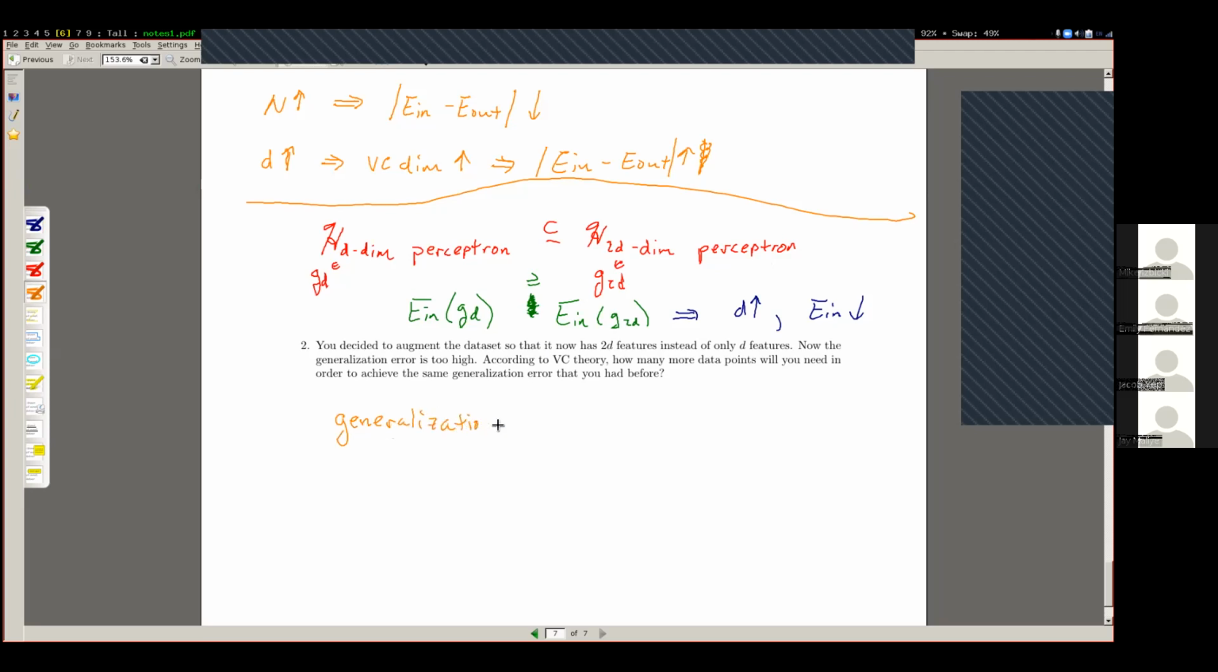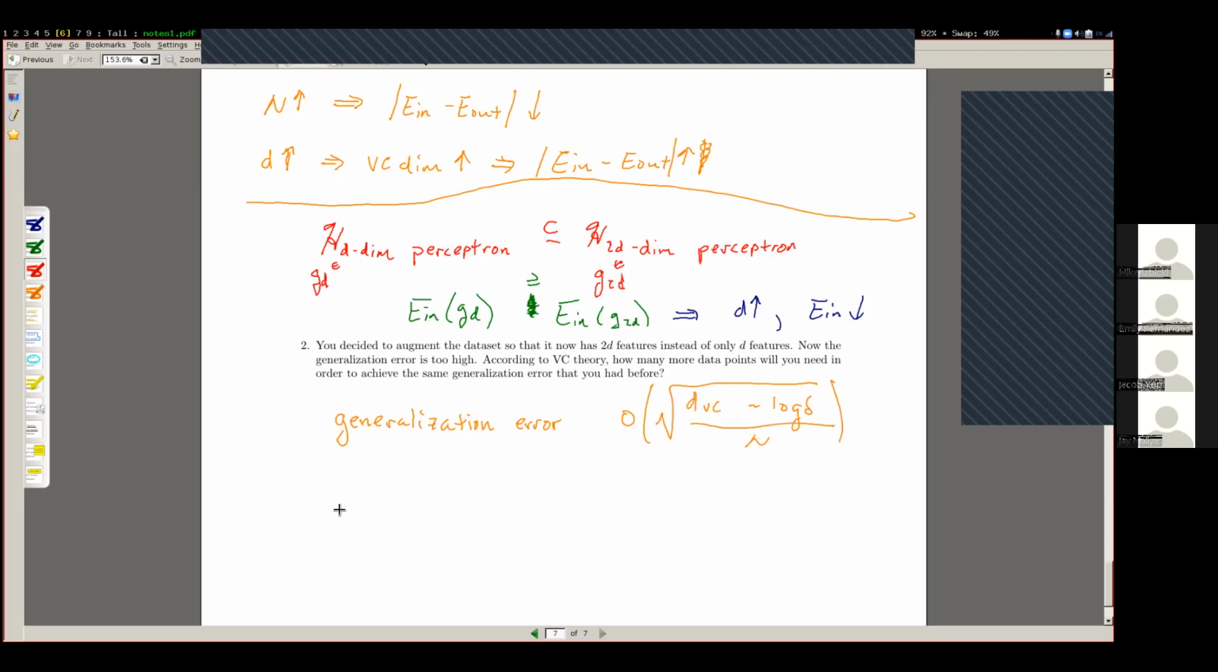by the VC theorem, the generalization error was the O of the square root of DVC. I won't write the log in right here, but their version has the log in minus the log delta divided by n. And so if we double the DVC right here, then we'll basically need to double the number of data points as well in order for this term to stay about the same.